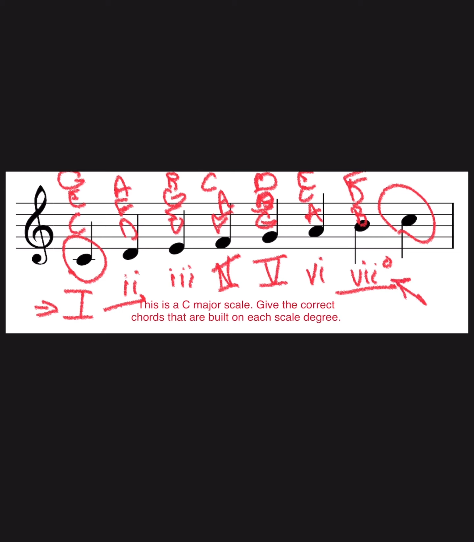And this is what happens when you have the notes of a major scale and you're stacking thirds to build the chords and just using those notes. In a major key, the one chord is major, the two chord is minor, three is minor, the four and the five chords are both major, the six chord is minor, and the seven chord is diminished. It's always this way.